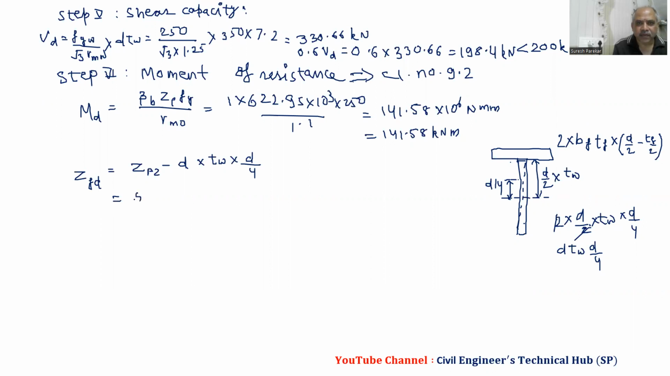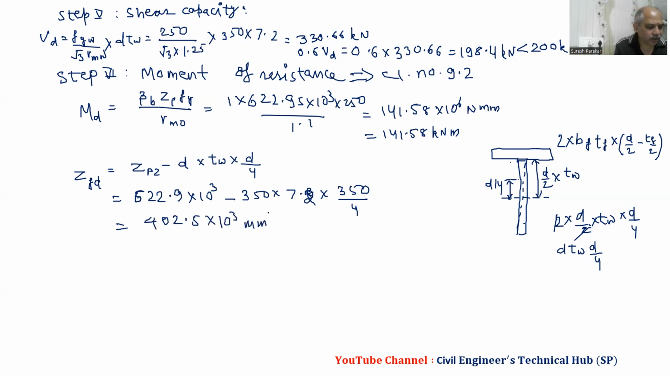Then we calculate this value. So this is 622.9 into 10 raised to 3 minus 350 into 7.2 into 350 by 4, and this value comes 402.5 into 10 raised to 3 millimeter cube.